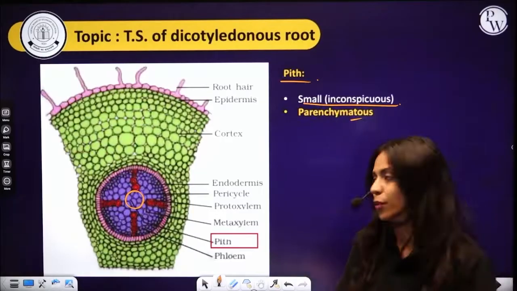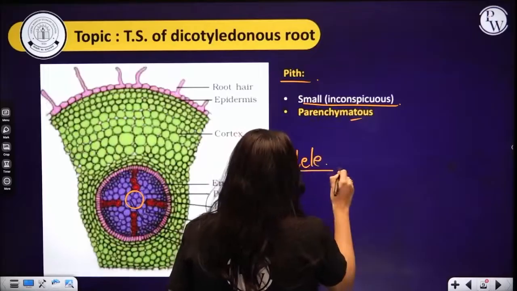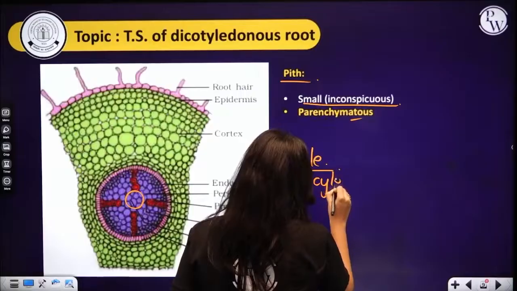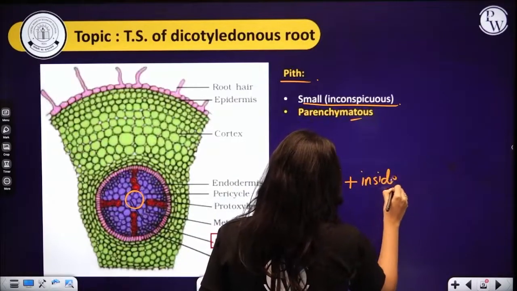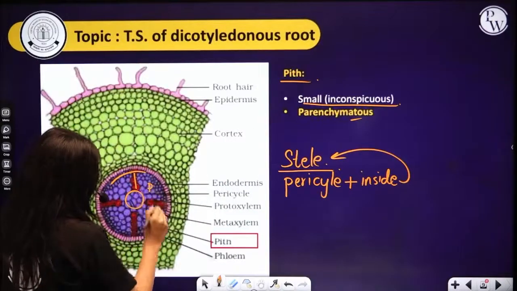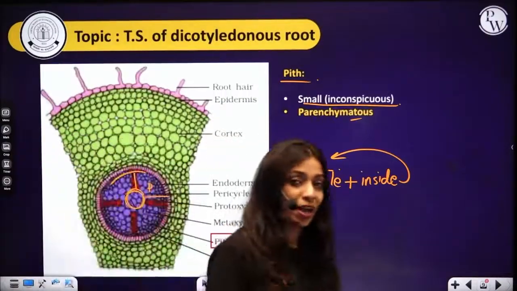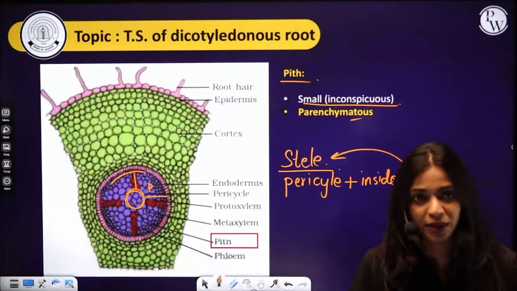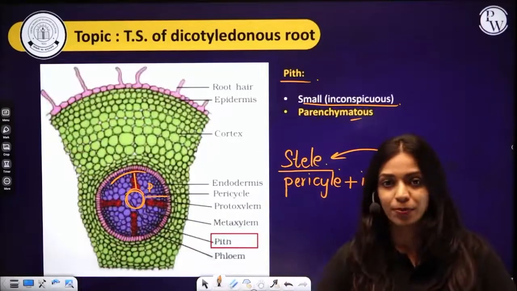There's another term that I want you to know about, which is stele. All of the tissues, including pericycle and everything else inside it, is called the stele. So pericycle, xylem, phloem, conjunctive tissue, pith, all of this is referred to as the stele. Stele here is S-T-E-L-E, not S-T-E-E-L. Okay. So stele includes the pericycle and everything else that lies within the pericycle.